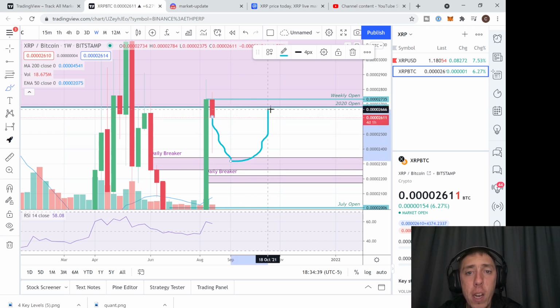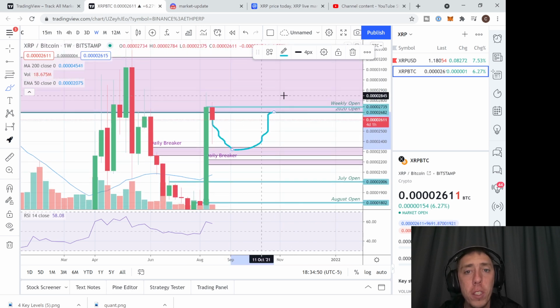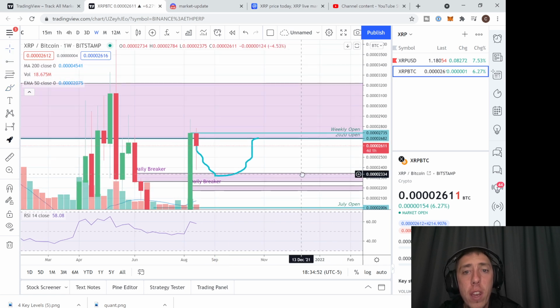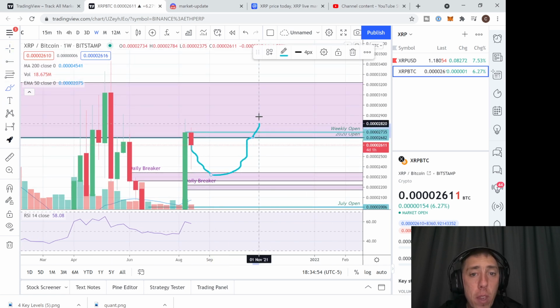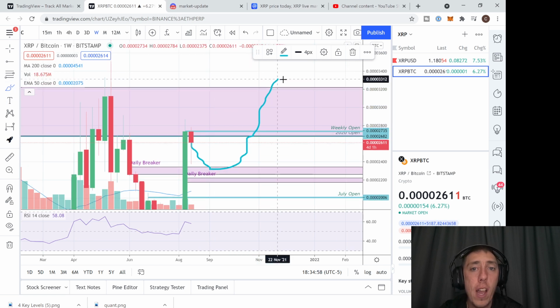However, let's say you come back up here and touch the 2020 open or the weekly open. What should you do? Sell. Why? Because these are all resistance levels, including this massive monthly level, right? So these are all sell opportunities, okay? Now, let's say you get above here. What happens now? Well, it comes back in here for a retest. You should buy back in again, right? That makes sense to me.